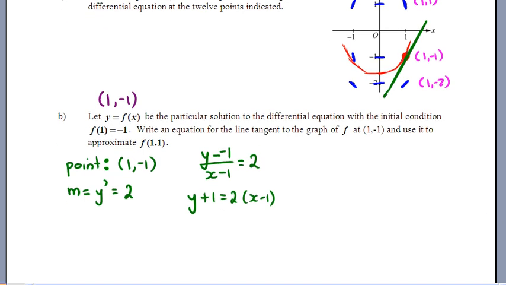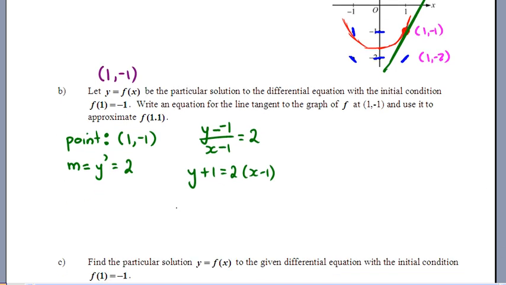And since we're going to use this as a little estimator, maybe I'll go and move the 1 and say y is equal to, as I move the 1, what are we going to have here? Like a negative 1, plus 2 times x minus 1. Yeah, something like that. Okay, so great. We've got the tangent line equation.